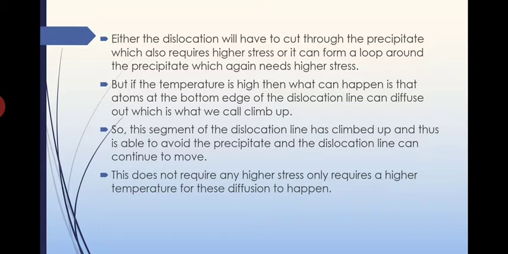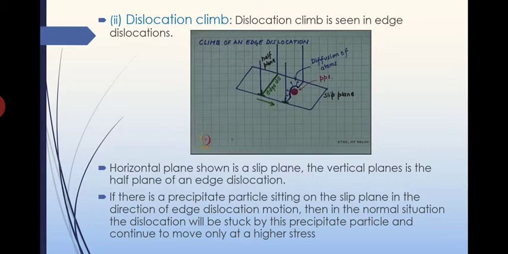Once the straining is happening, it is contributing to the creep rate. This does not require any higher stress, only a higher temperature for this diffusion to happen. So in this mechanism dislocation climb is actually happening. The reason for dislocation climb is the high temperature. If the material is at very low temperature, say room temperature, then dislocation climb will never be there.